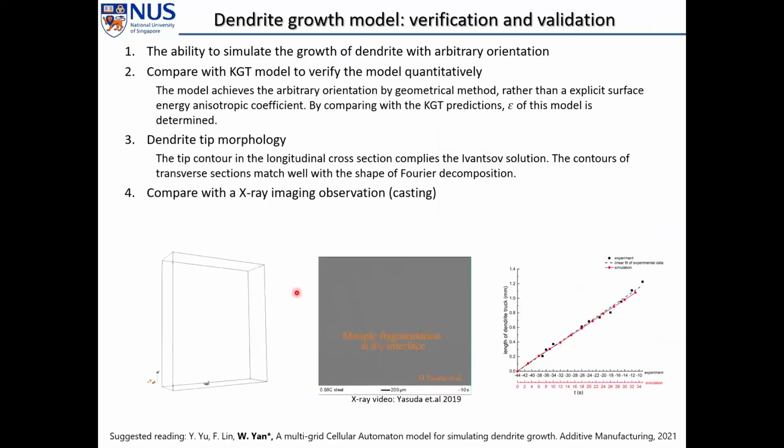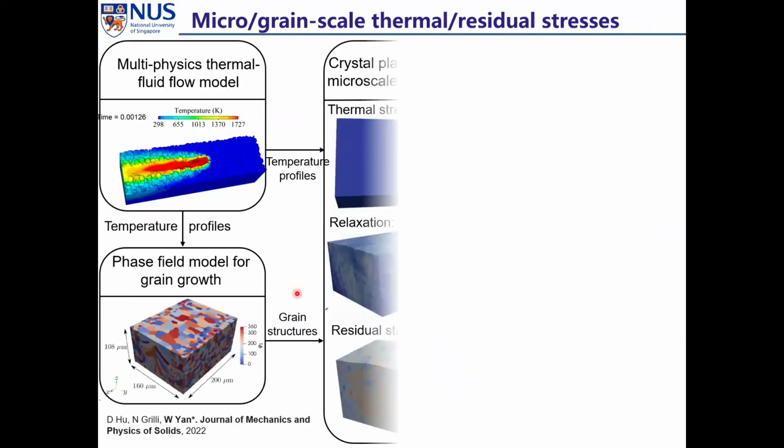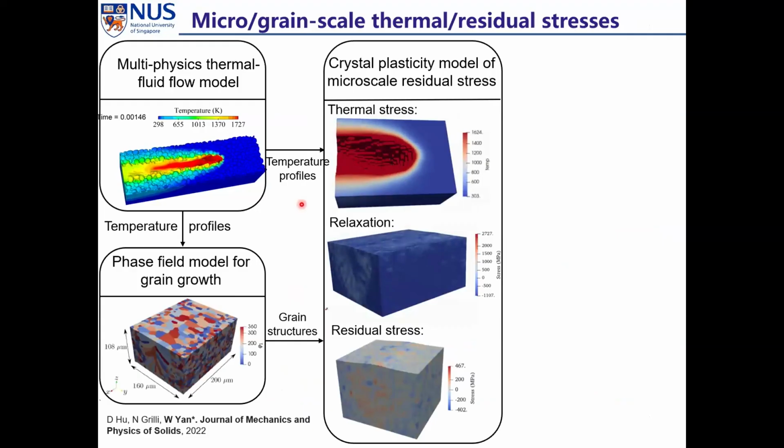So I'll just quickly go to here. Lastly is mechanical property. So we implement the temperature profile and grain evolution into the crystal plasticity model. We simulate the thermal stress formation by considering different grains will have different temperature, so they have different thermal expansion or shrinkage. So they will generate macro scale thermal stress, and then we simulate the cooling process. After that, we got the residual stress.